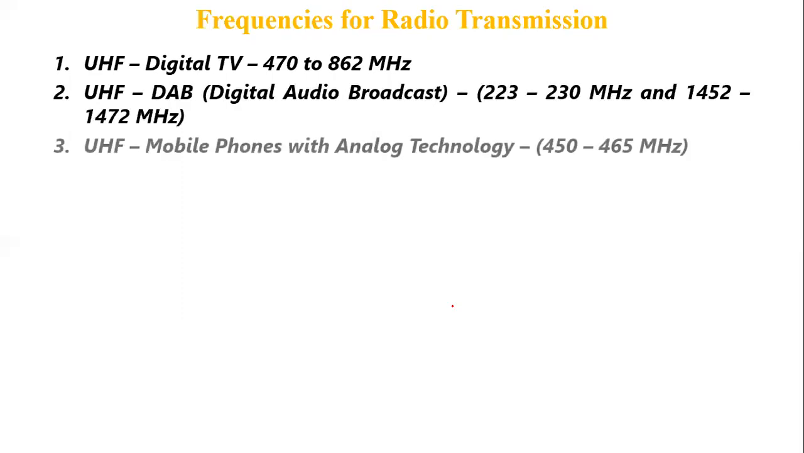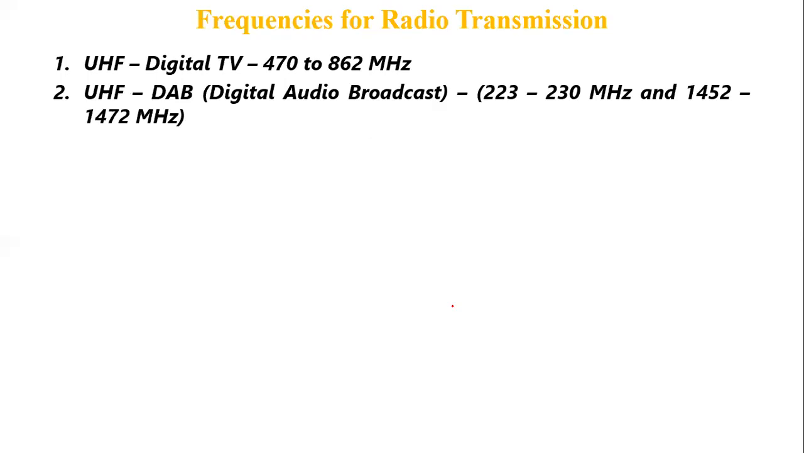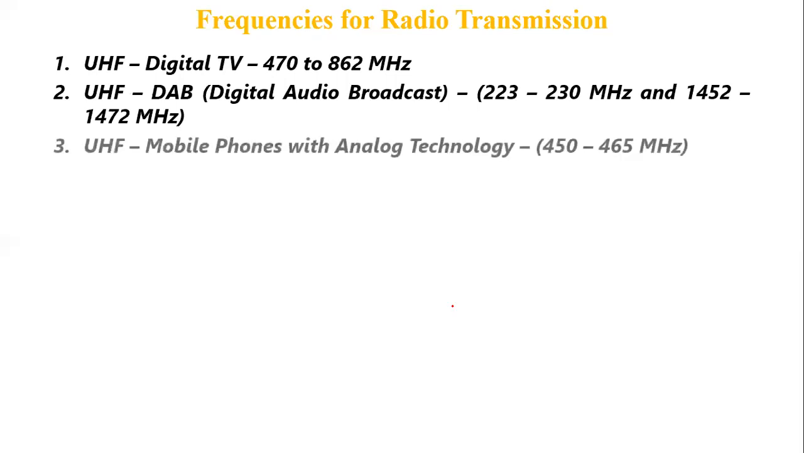And then we have DAB in ultra high frequency, digital audio broadcast, which is available in two different bands, 223 to 230 megahertz, and also from 1452 to 1472 megahertz. And also there are mobile phones with analog technology, which also operate in ultra high frequency in the frequency band of 450 to 465 megahertz.